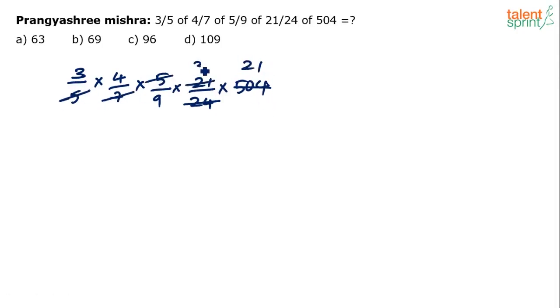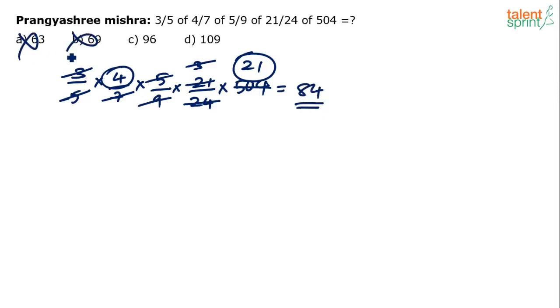This 7 here goes 3 times. This 3 into 3 is 9. So finally we are left with what? 4 and 21 with a multiplication between. 4 times 21 is 84. Unfortunately, all the options are wrong. Okay, so that's the reason maybe why Pragneshri Mishra has posted this, because she couldn't find the right answer here. But 84 is the final answer.